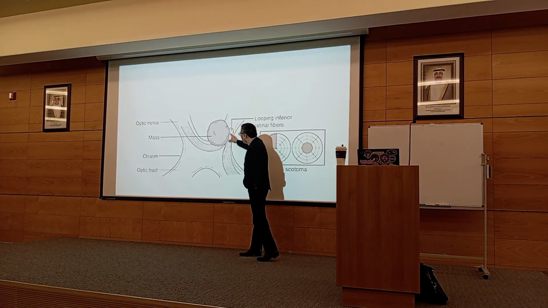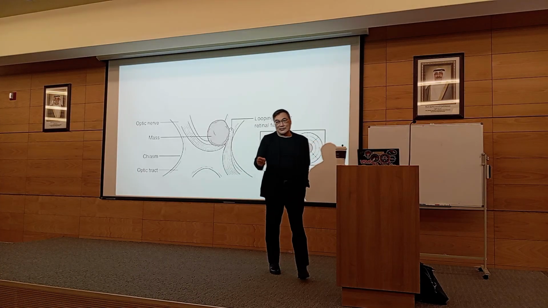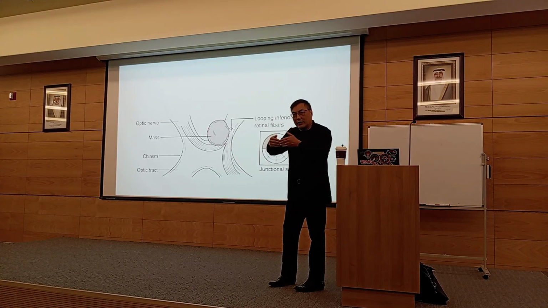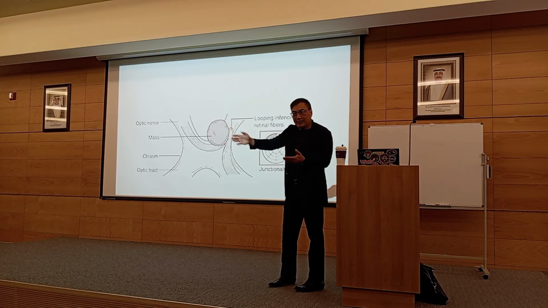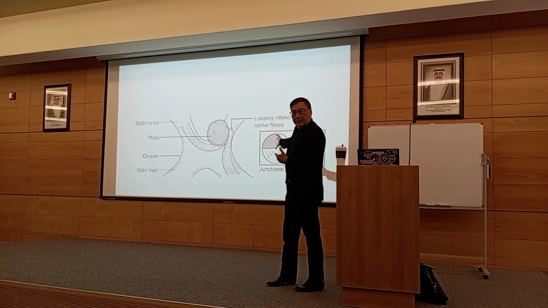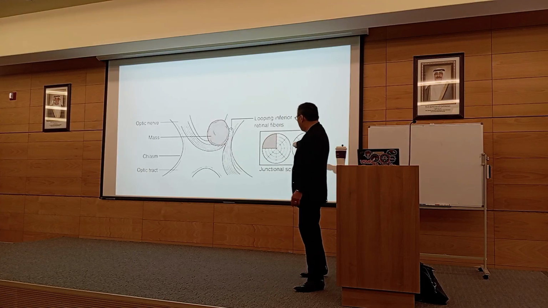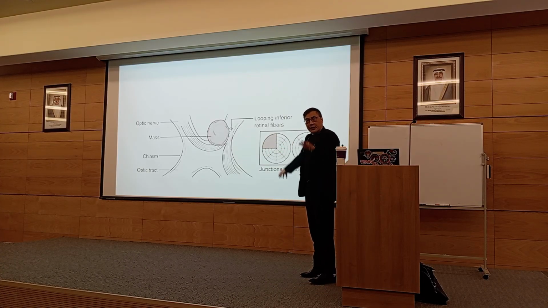So if you take this thing and you just push it back here, it still localizes right there. It doesn't matter whether the Wilbrand knee actually exists anatomically or not. In the clinic, it doesn't matter. So you can argue about whether the knee anatomically exists or not, but it makes no difference. You see that field defect, that is junctional.